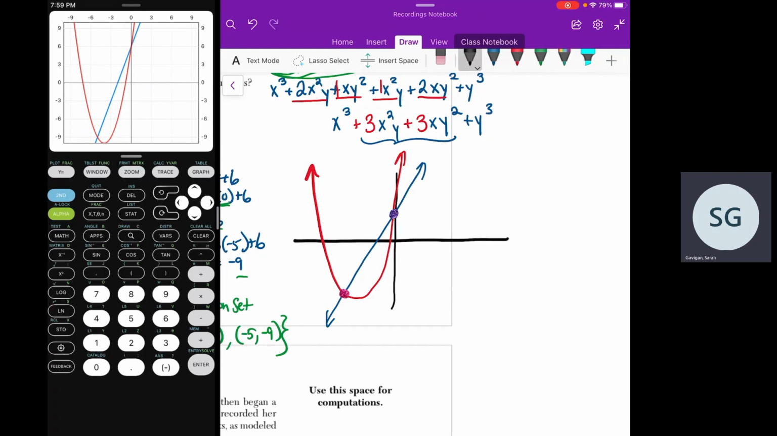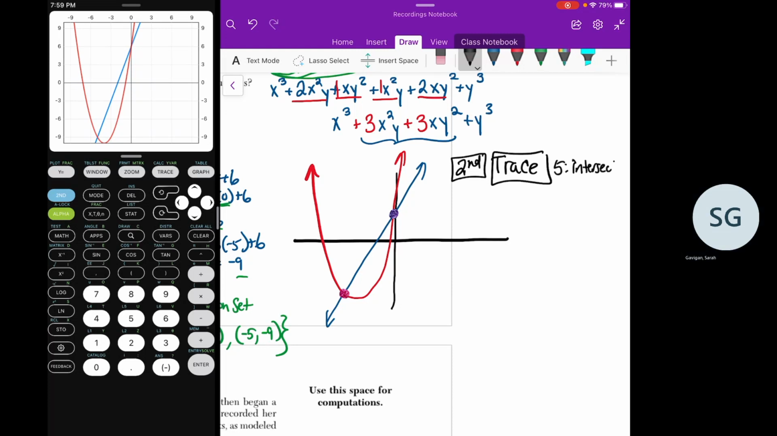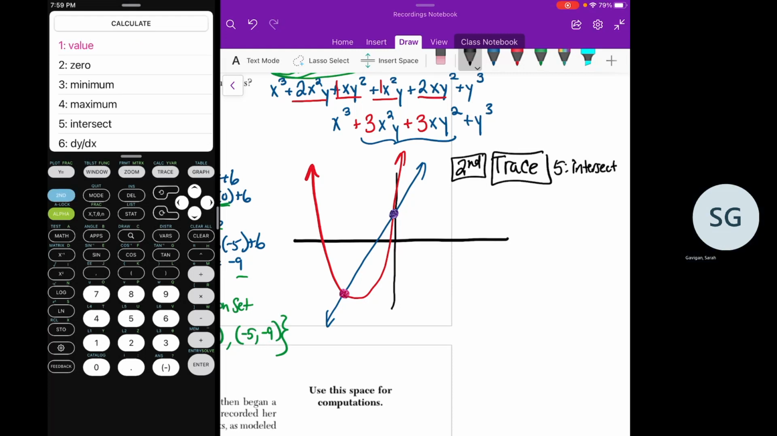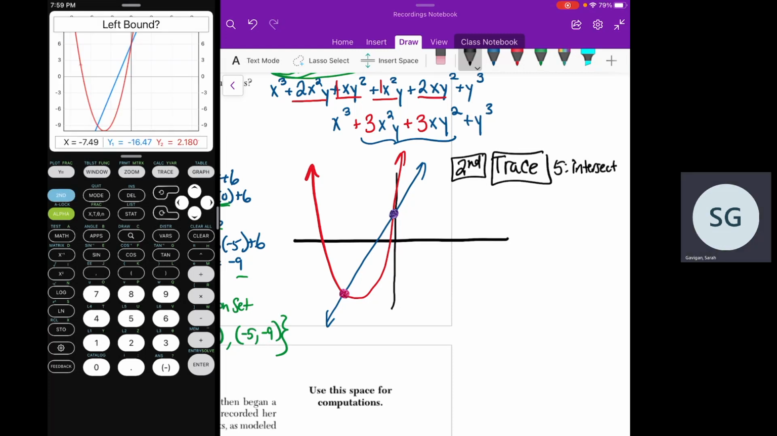In order to get the intersection point, you're going to press second, trace, and then choice 5 is the intersect menu. So second, trace, press 5, and you can see on my screen it says left bound. I don't know where I am, so at the bottom of the screen you can see that moving. So right now my x is at -10. I think it's at like, what did I say, -5. So I'm going to guess left of -5 is -7. And I could just hit enter.